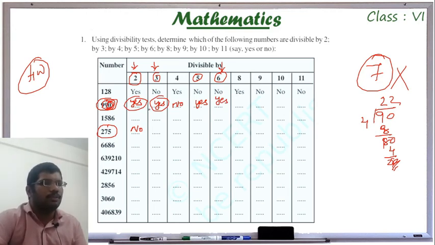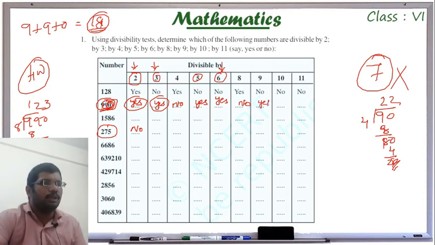And in the case of 8, take the last 3 digits. You have to take the last 3 digits. So the remainder is not 0, therefore it is not divisible by 8. In the case of 9, if the sum of digits is divisible by 9, here 18 is divisible by 9, therefore 990 is also divisible by 9.